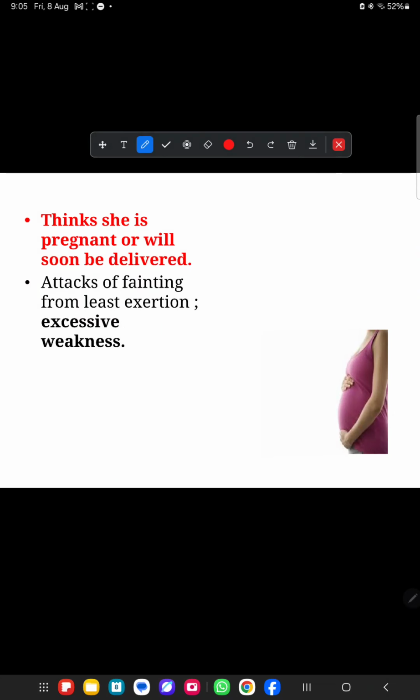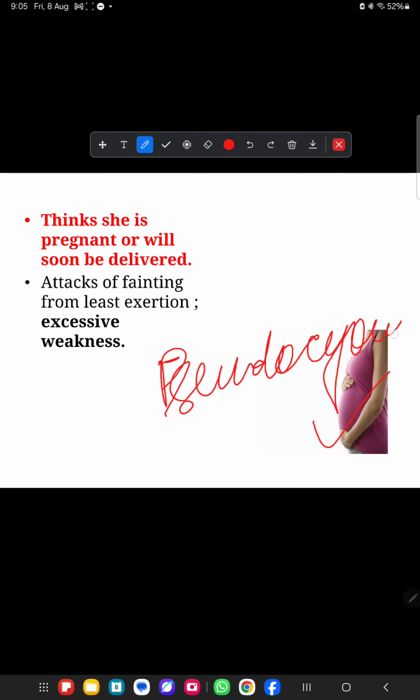And thinks she is pregnant or will soon be delivered. You can see in the picture, the patient is thinking that I am pregnant and I will be going to deliver a baby. Sometimes this point we can correlate with gynae and obs. If the patient is feeling like that, what can be the condition? What is false pregnancy called? Can anyone tell? Pseudocyesis. Yes, very good, Aryan. That is pseudocyesis. This question has come. Pseudocyesis means false pregnancy.